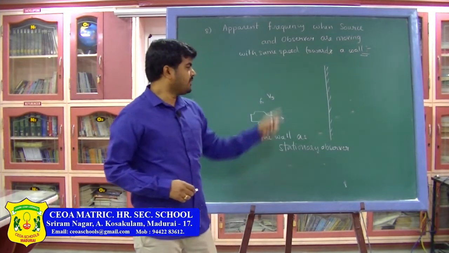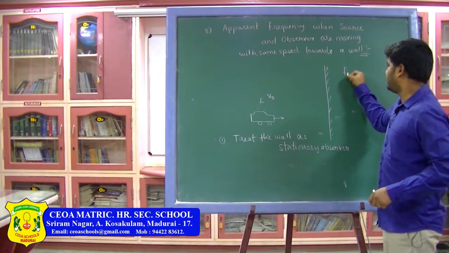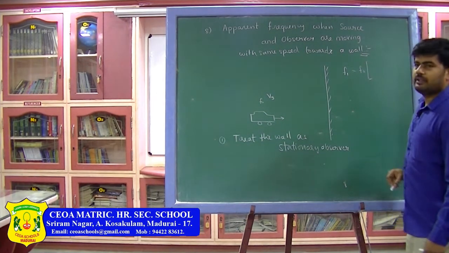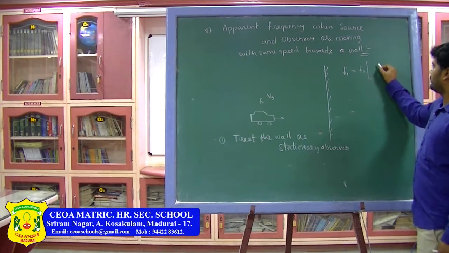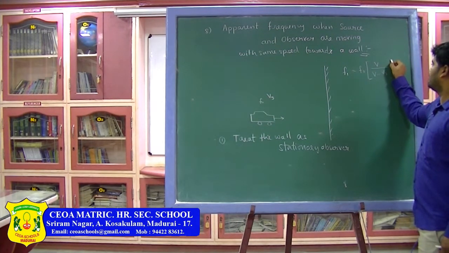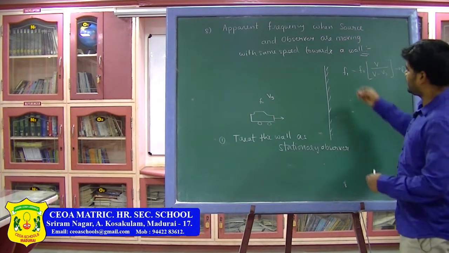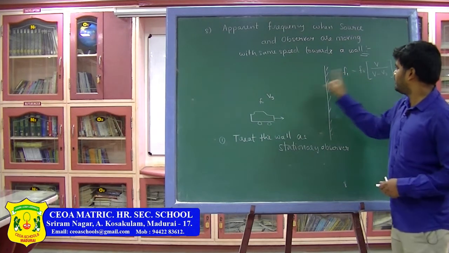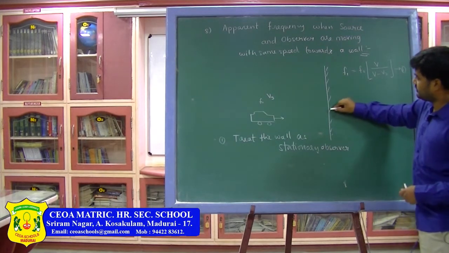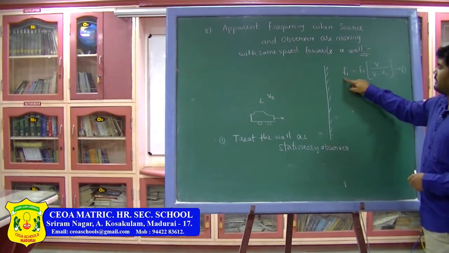So, the frequency received by the wall, let us say f1, is equal to the actual frequency f naught into, since the source is moving towards the observer, V divided by V minus Vs. So, this is equation 1. This is the frequency received at the wall. That means this frequency will be reflected back. So, now this wall will act like a source of frequency f1.